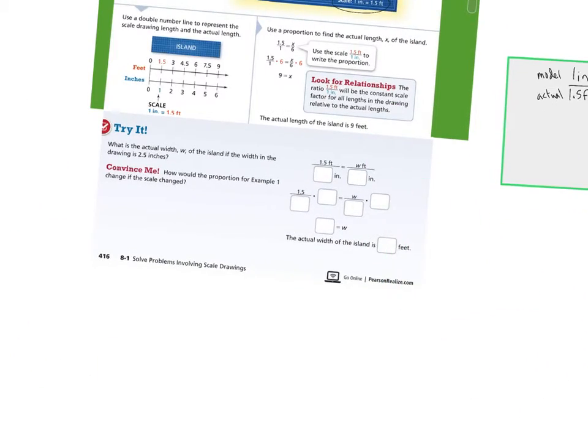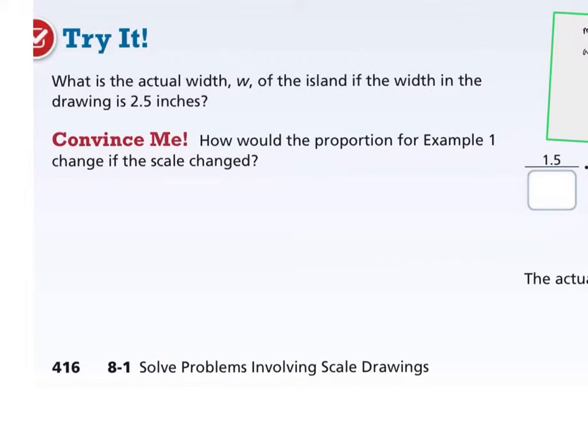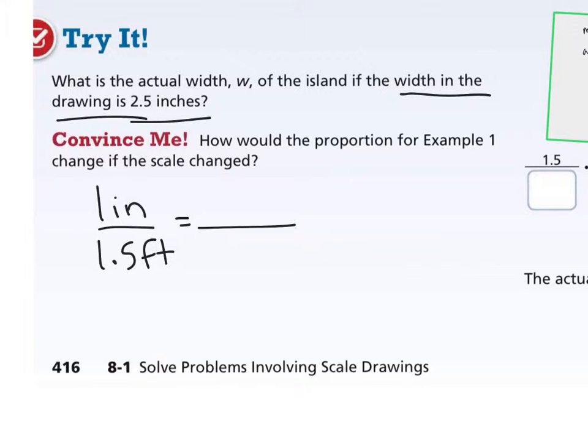So if you look at the try it, they're asking what is the actual width of the island if the width of the drawing is 2.5 inches. Again, I'm just going to start with the scale. So I'm doing this different than the book again. I'm just going to start with that scale they gave me. It says the width in the drawing is 2.5 inches, so 2.5 inches would go in the numerator, and then we're trying to find this other dimension. If you want to do W for width here, you can. If you want to just do an X, it doesn't really matter what variable you choose.